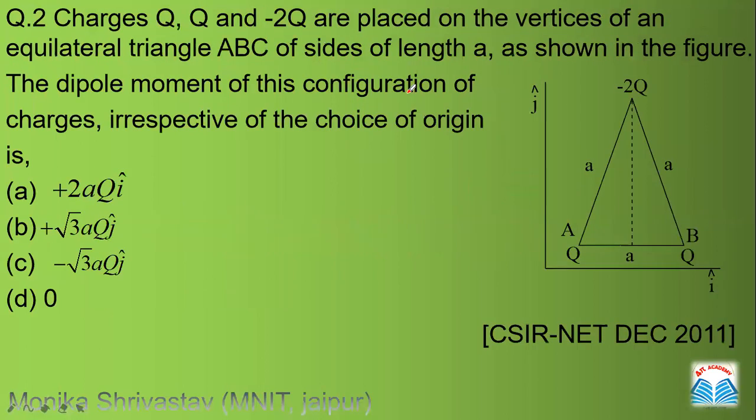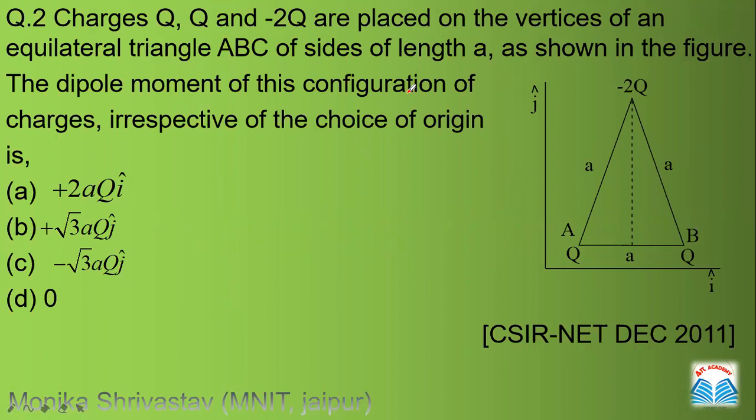The correct answer is C. The second one is: charges Q and minus 2Q are placed on the vertices of an equilateral triangle ABC of side length a, as shown in the figure. The dipole moment of this configuration of charges, irrespective of the choice of origin, is?